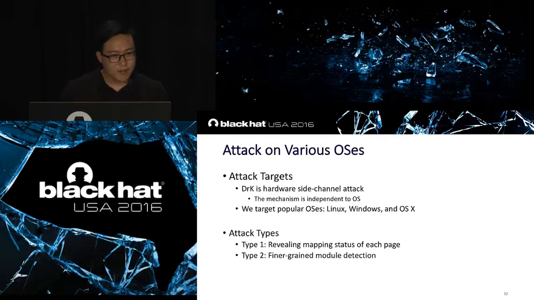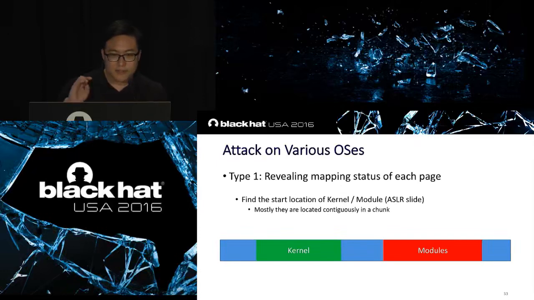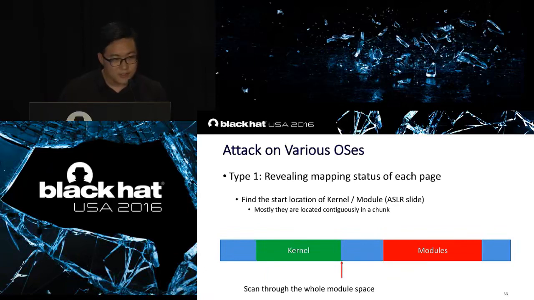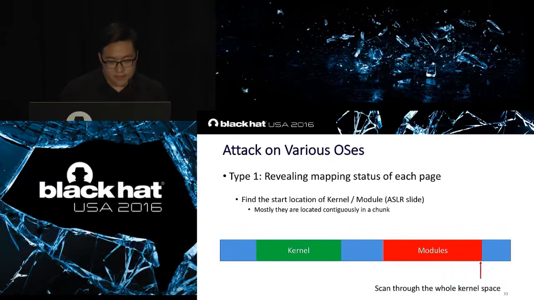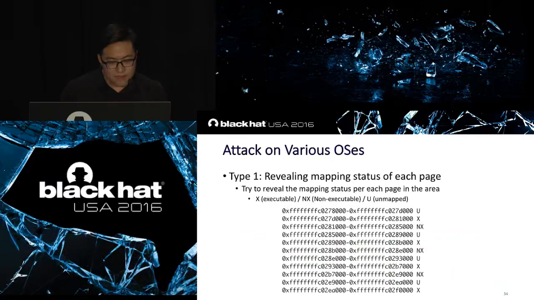So we target all popular operating systems like Linux, Windows, and OS X. And for the operating systems, we launched two types of attack. The first attack tries to find the kernel and module area and measure the permission of each page. So what you do in the attack is first find the kernel ASLR slide, then measure all the pages of the kernel, then move to the modules area and do the same thing. Then we will get a map like this.